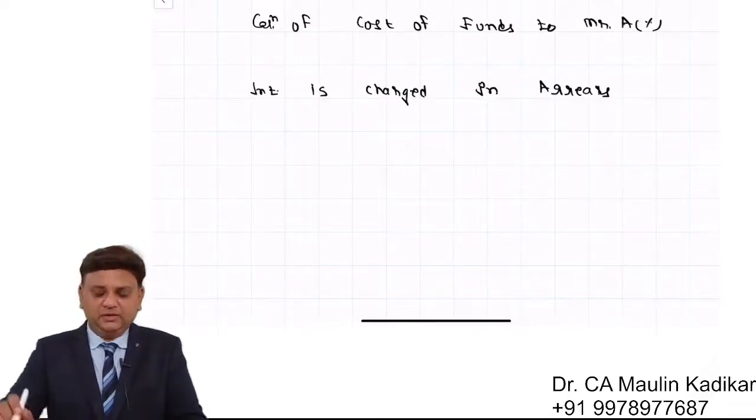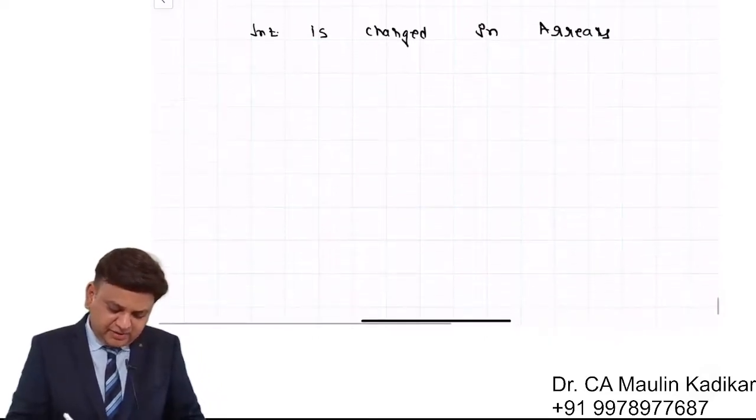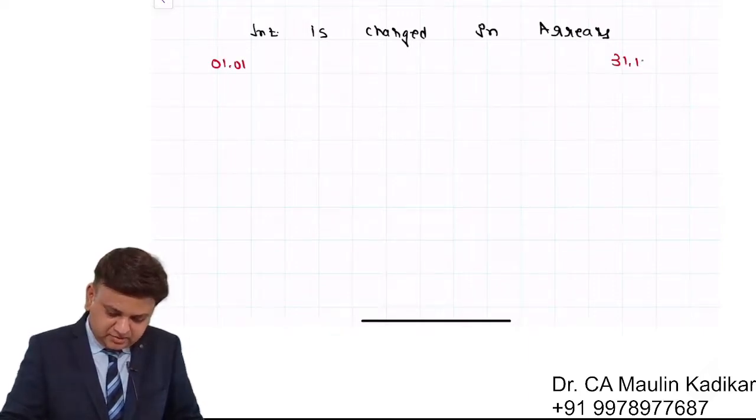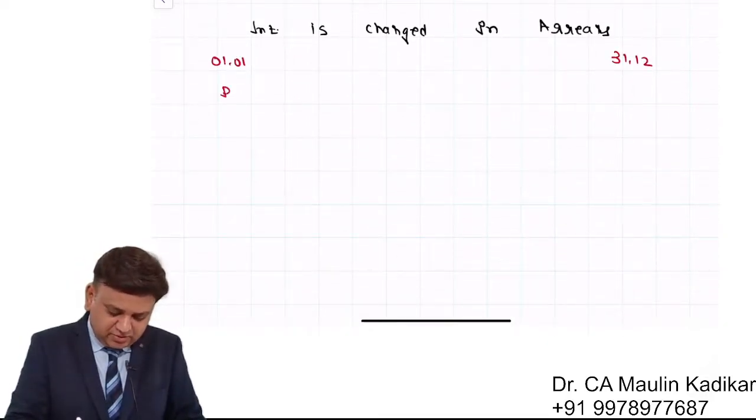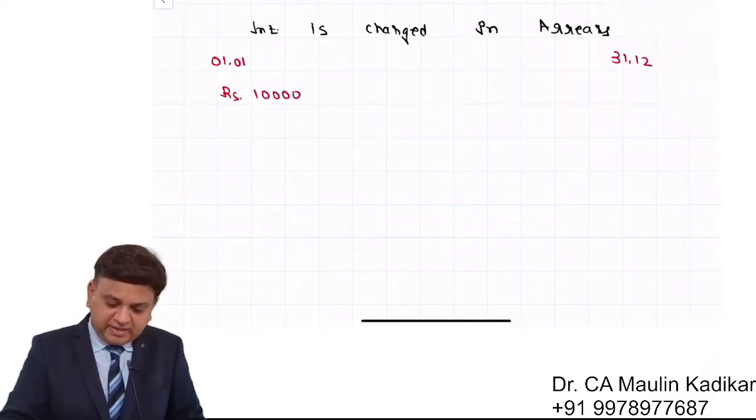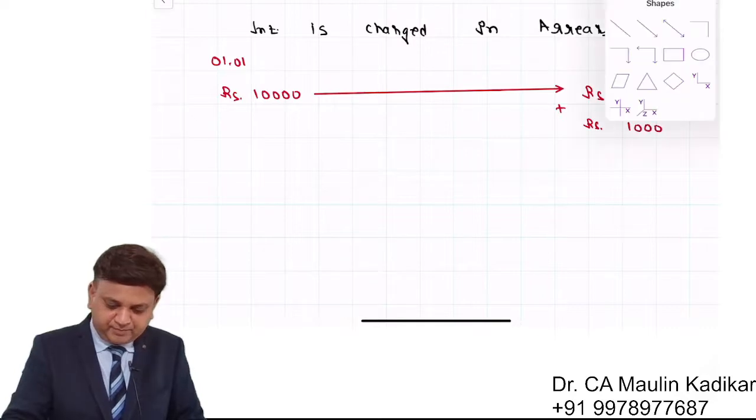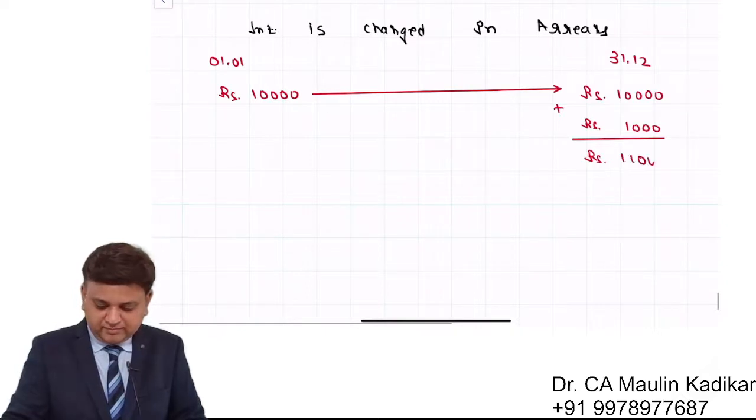So friends, over here, we understand that the answer will be found like this. In the first case, what will happen? 1st of January and 31st of December. On 1st of January you borrow, so you get an amount of rupees 10,000. At the end of the year, you make a repayment of the loan, that is rupees 10,000 principal plus rupees 1,000 of interest. So you make a repayment of loan rupees 11,000.